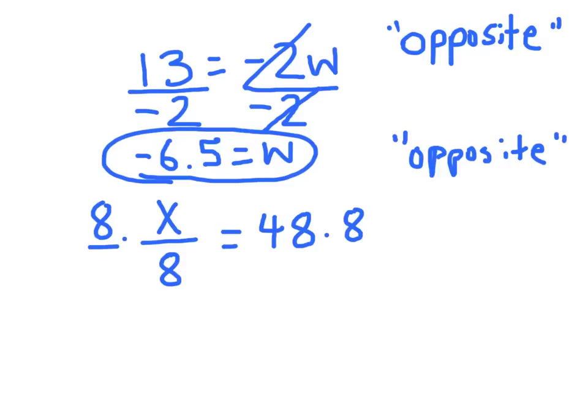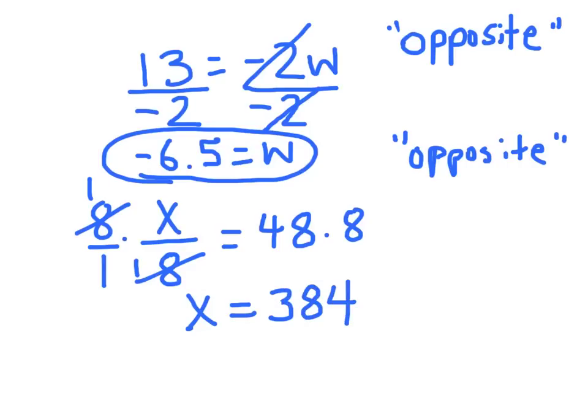And if you like, you could write it as 8 over 1. But anyway, the 8's are going to cancel each other out, and I have 1x, or just x by itself. Okay? And now 48 times 8 would give me my answer, which is 384. And it works. We could check it with the calculator. 384 divided by 8 is equal to 48.